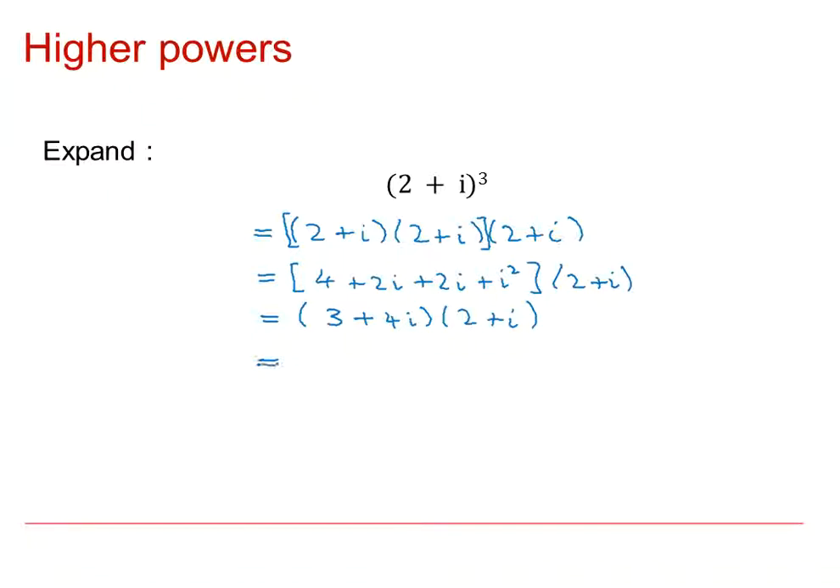So again, pairing terms up as we go along. We've got 2 3s are 6. We've got 4i times 2 is 8i. 3 times i is 3i, and then 4i times i is plus 4i squared. Again, if we look at the i squared first, we know i squared is minus 1, so this term is minus 4, plus 6 is 2, and then we've got 8i plus 3i is 11i.